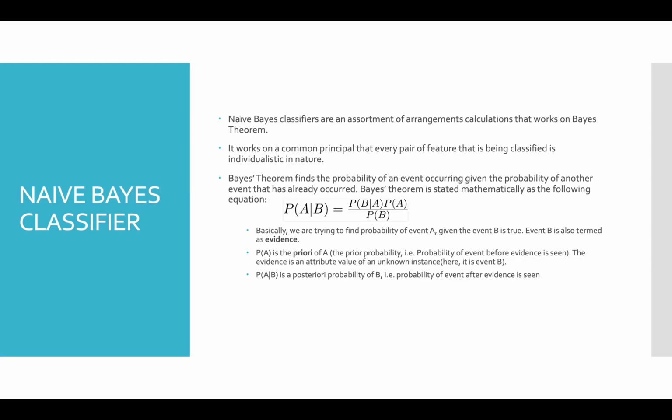Now, the naive Bayes classifier. The naive Bayes classifier works on the Bayes theorem. We know that the Bayes theorem is: the conditional probability of A given B is equal to the probability of B given A multiplied by the probability of A, divided by the probability of B. The probability of A given B is called the posterior probability. The probability of B given A is called the likelihood. The probability of A is called the prior, and the probability of B is the normalizing factor.